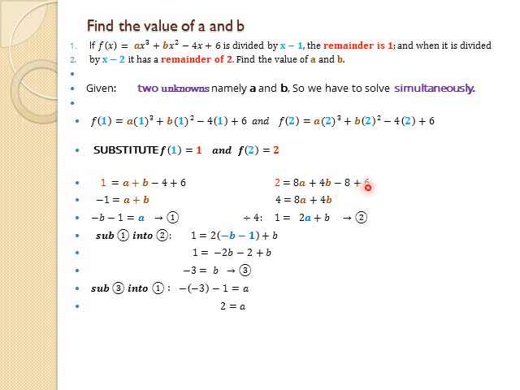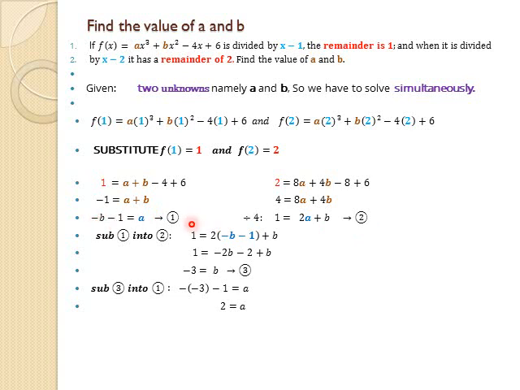Solve the second one here. Minus 8 plus 6 would give me positive 2, or rather negative 2. If I take negative 2 over, it becomes positive 2. 2 plus 2 gives me 4. So 4 equals 8a plus 4b. If I divide by 4, 4 divided by 4 is 1, 8a divided by 4 gives me 2a, and 4b divided by 4 gives me b. That's my equation 2.